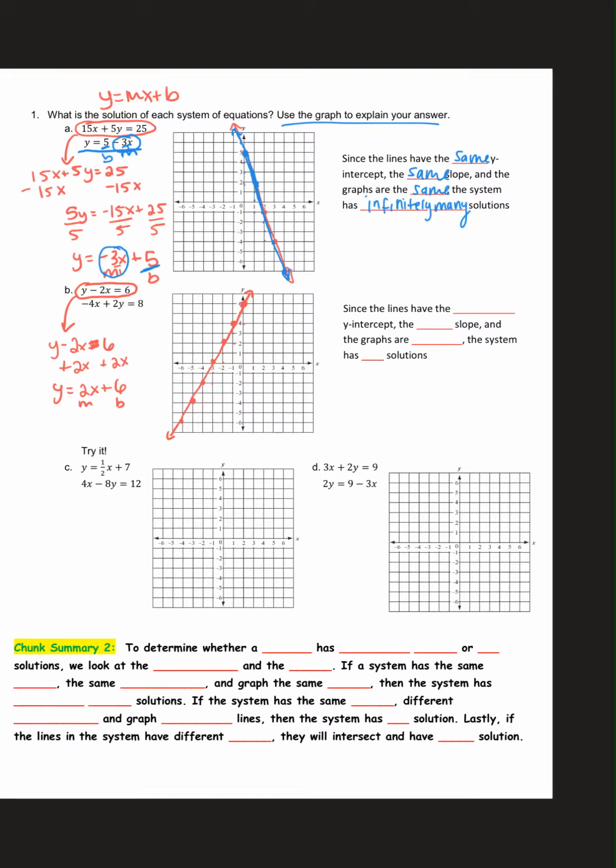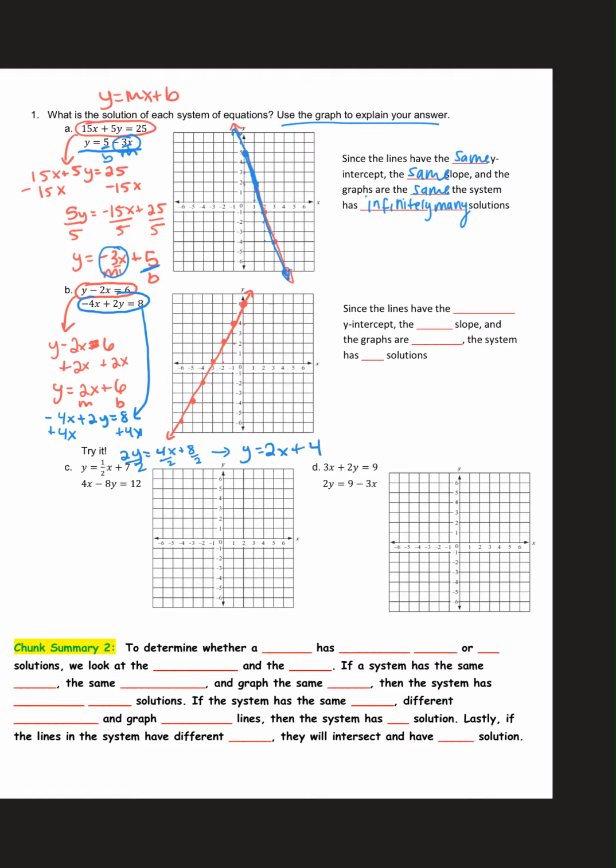Okay, let's do the blue line. Blue line is also in standard form, so I need to convert it into slope-intercept form. So I have negative 4x plus 2y equals 8. I need to add the 4x onto the opposite side. So I get 2y equals 4x plus 8. Divide everything by 2. And my new line is y equals 4 divided by 2 is 2x, 8 divided by 2 is 4.